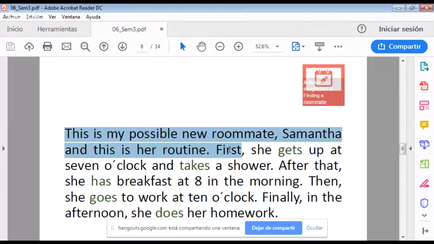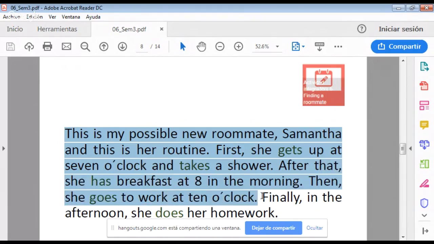First, she gets up at 7 o'clock and takes a shower. After that, she has breakfast at 8 in the morning. Then she goes to work at 10 o'clock. Finally, in the afternoon, she does her homework.